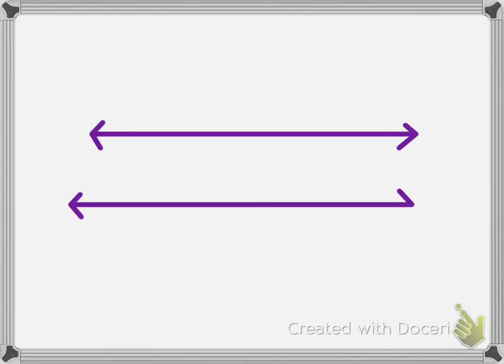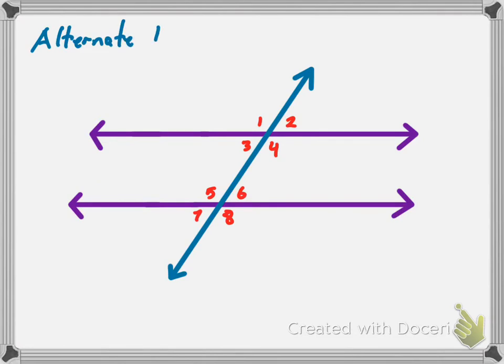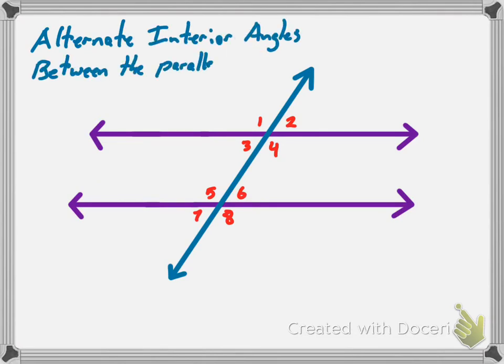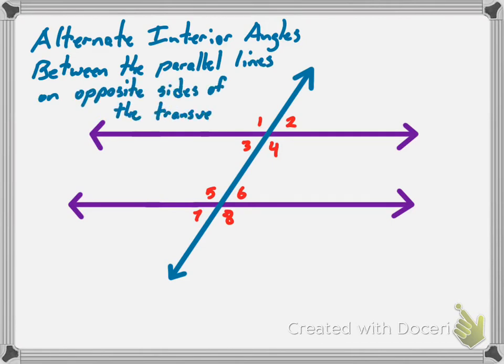All right, so let's take a look at my favorite set of angles. They're known as alternate interior angles. So let's take a look. So what does that mean, alternate interior angles? They're basically a set of congruent angles that are between the parallel lines on opposite sides of the transversal.